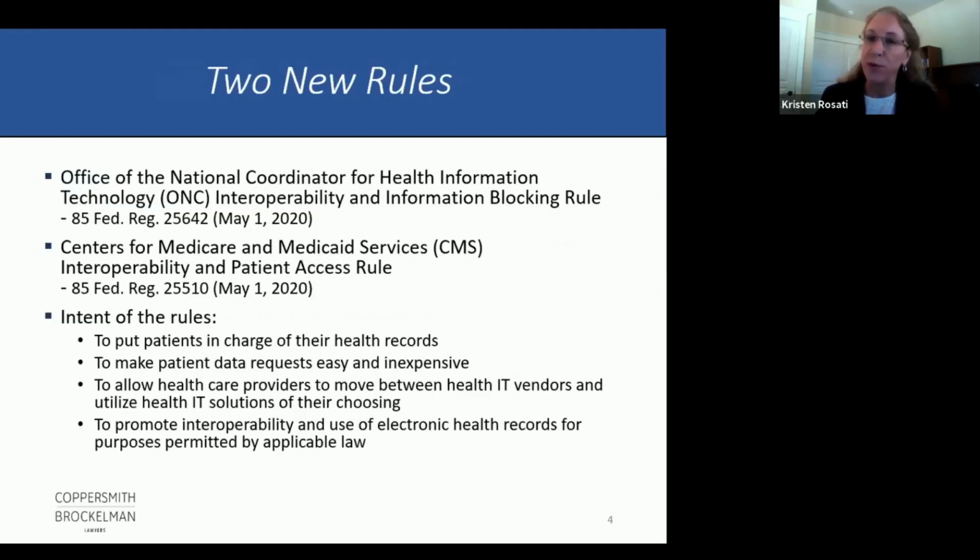And there are two new kids on the regulatory block. The ONC, or Office of the National Coordinator for Health Information Technology, Interoperability and Information Blocking Rule, and the Centers for Medicare and Medicaid Services Interoperability and Patient Access Rule. The intent of these new rules is to remove barriers to data sharing and to put patients at the center of that data sharing. Unfortunately, the rules are incredibly complicated and dense, and it's really going to take a real uphill trudge for a lot of organizations to comply with these new rules.